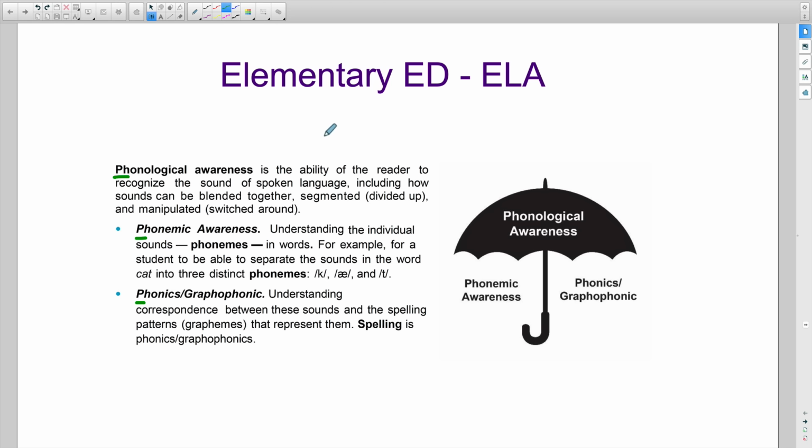Hi there, I'm Dr. Jasper, and today I'm going to be talking to you about concepts on the elementary ed exams, specifically the ELA portion of these exams. And it has to do with phonological awareness, phonemic awareness, and phonics.